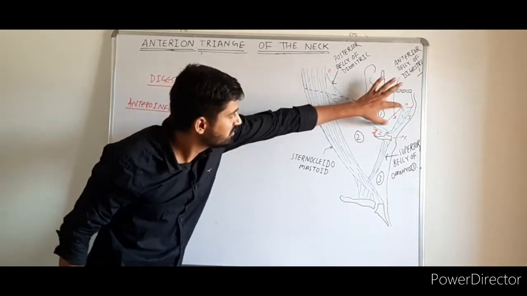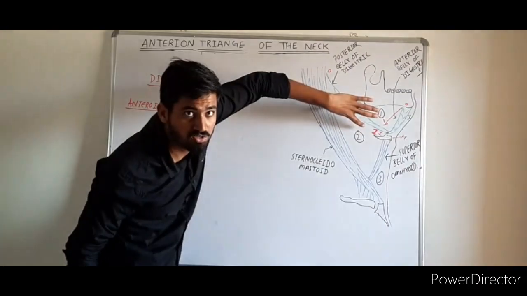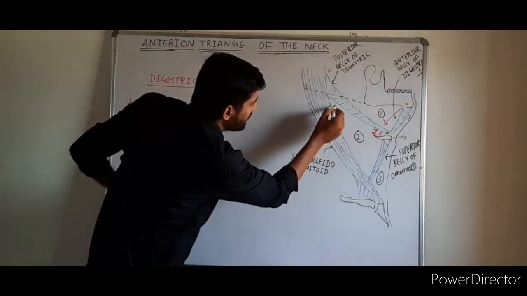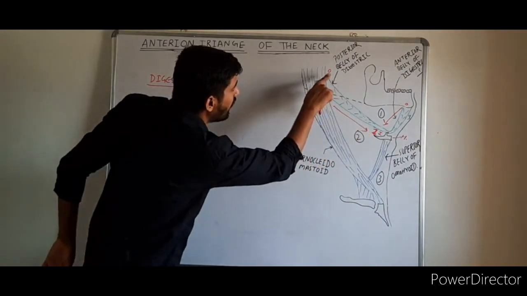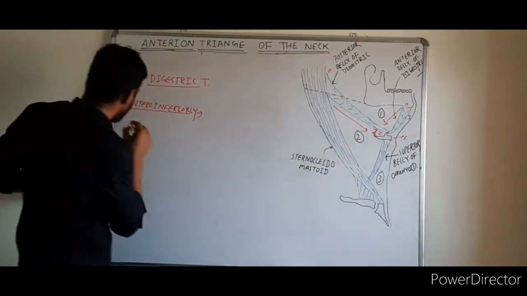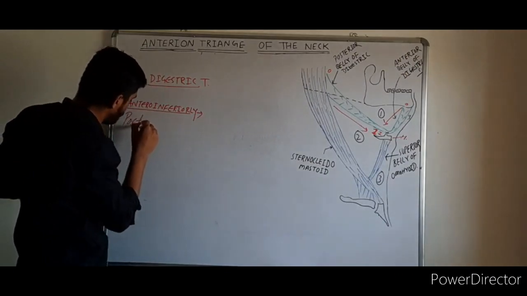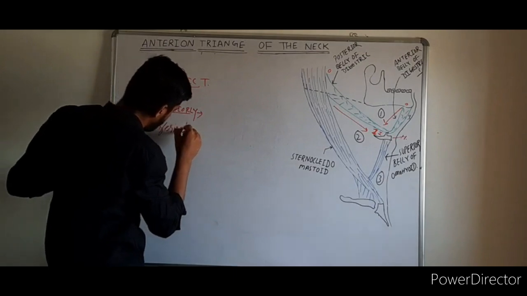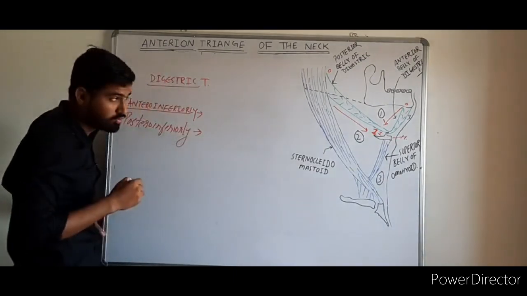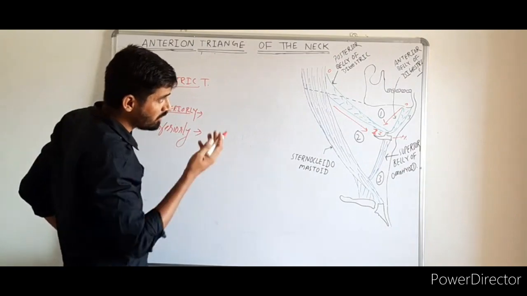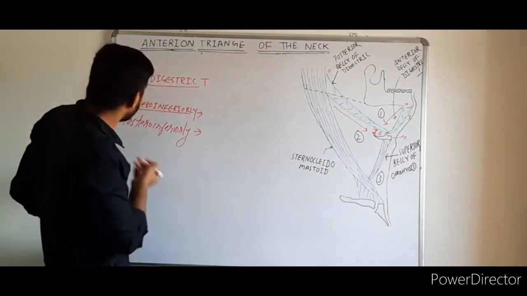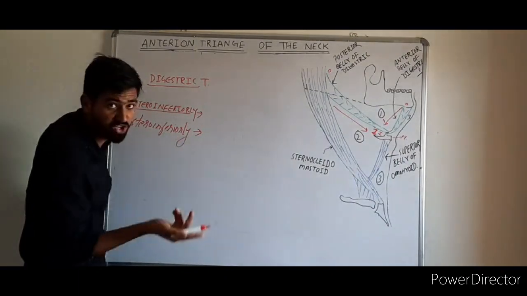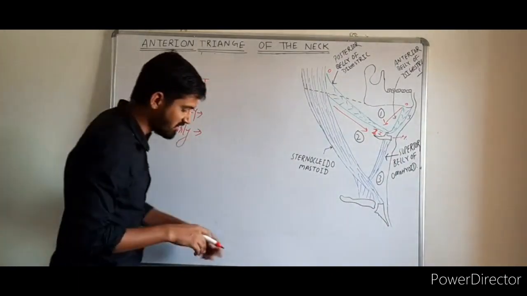Now, if this is anterior, this is the posterior. So posterior origin and insertion here. If the muscle is going somewhat like this, we can write postero-inferiorly. You should not confuse. Many students told me how to write the digastric triangle, whether it is anteriorly or posteriorly, whether we have to write inferiorly or not. You have to remember like this.